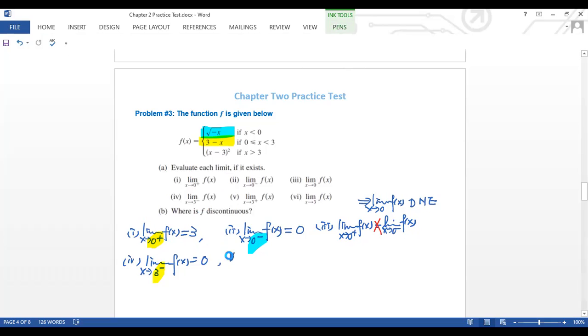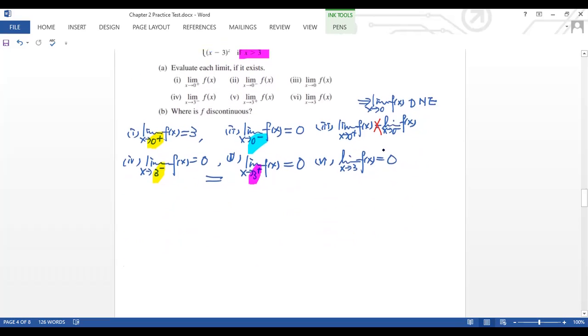The next one here is the limit as x approaches 3 from the right-hand side. From the right-hand side, that means x is greater than 3, so I use this piece here. So what is 3 minus 3? It's equal to 0. Then the last question asks, what is the limit as x approaches 3 of f of x? Because the right-hand side equals the left-hand side, the limit is 0 here, all right?